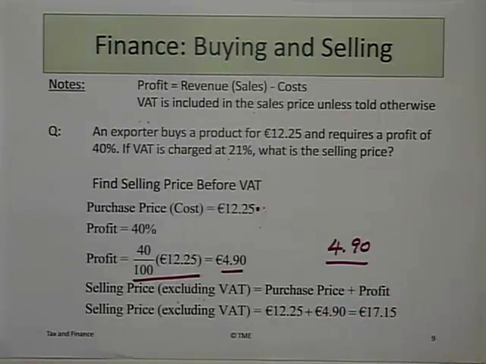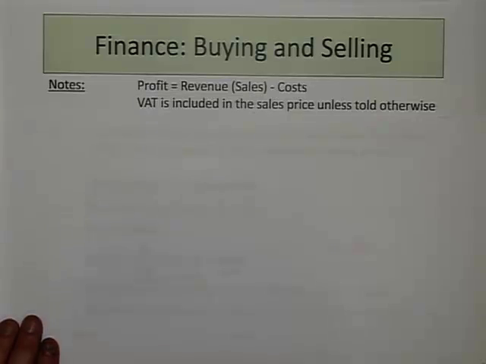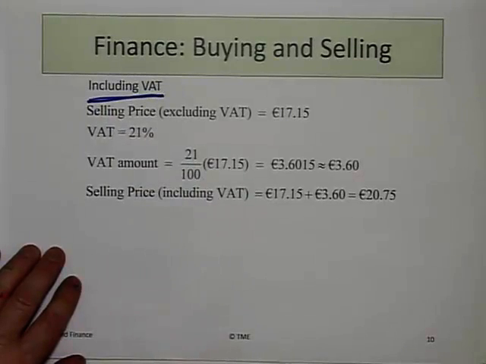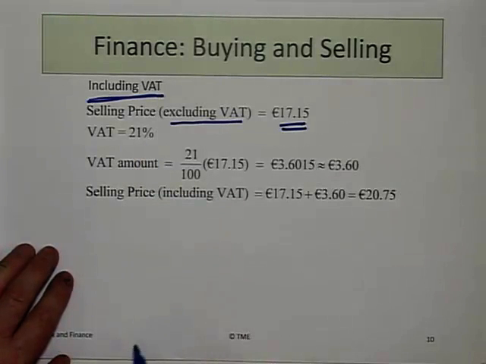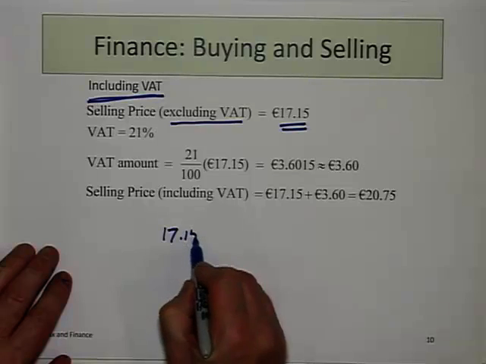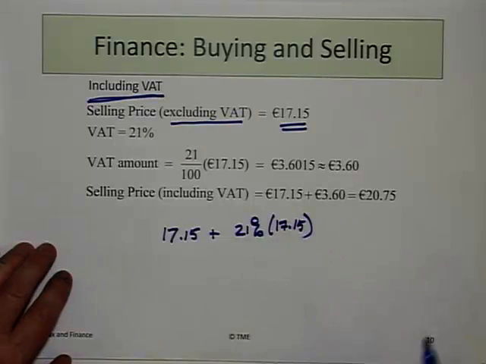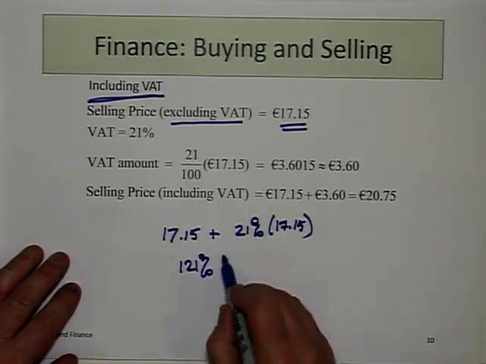Now, that was only the first part of the question, because it said that's the profit I wanted, 40%. But also, the customer who buys it will have to pay an additional charge of 21% VAT. So the selling price has to include VAT. The selling price excluding VAT is 17.15. VAT is 21%. There are two ways of doing this. We can say 17.15 plus 21% of 17.15 and find out what that answer is. Or we can say, what's 121% of 17.15?